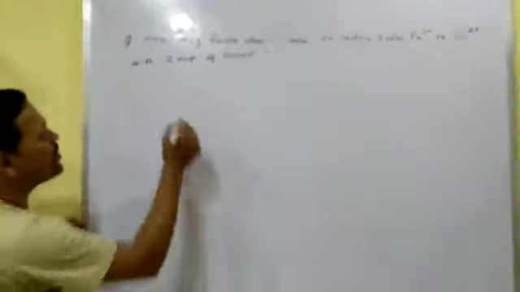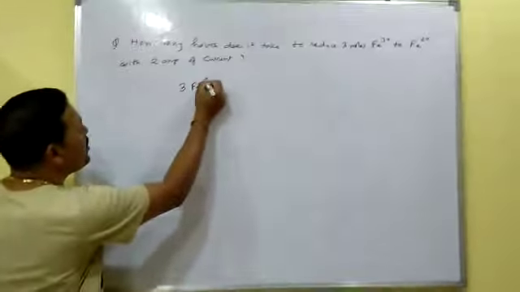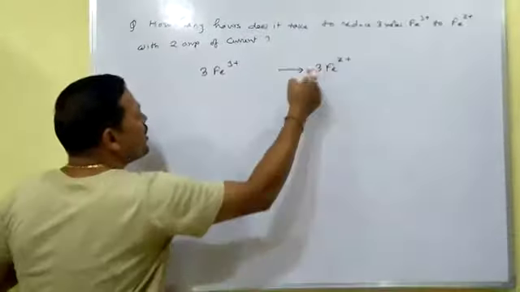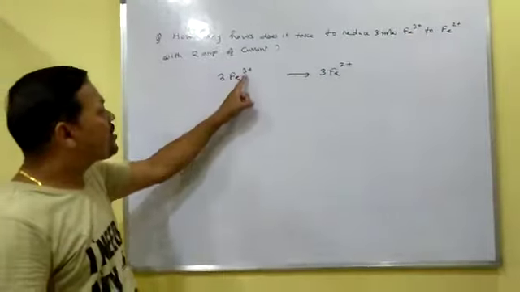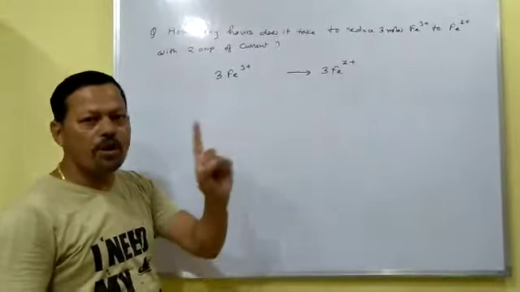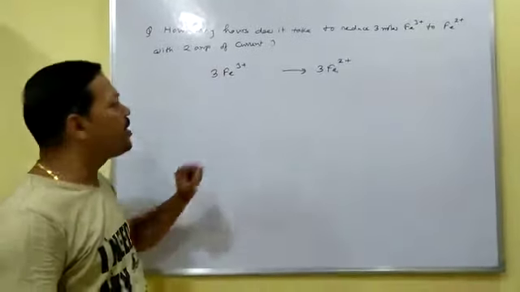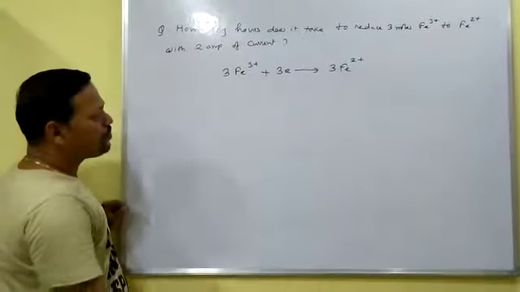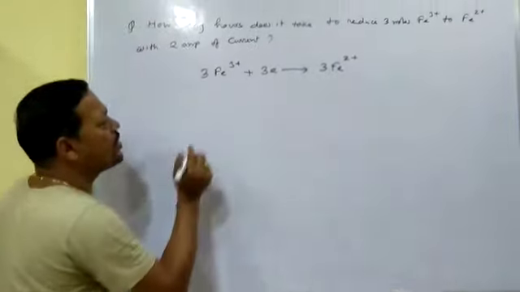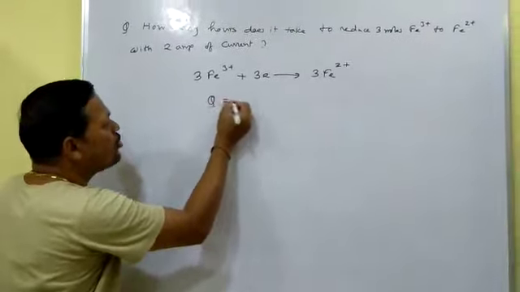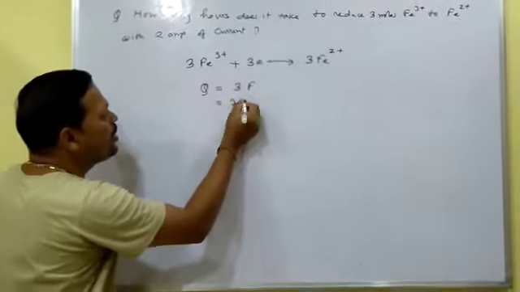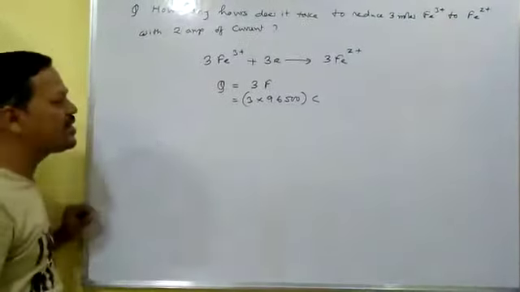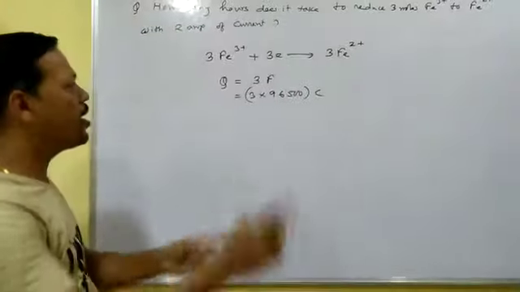First I will write the equation. 3 moles of Fe3+ is converted to Fe2+. Here it is 3 moles given, that's why I put 3. Here the charge is 3+, here the charge is 2+, that's why 1 mole of electron is required. But since 3 moles of iron are given, the total number of electrons required is 3 moles. So since 3 moles of electrons are required, the amount of charge will be 3 Faraday, I mean 3 into 96500 coulomb. This is the amount of electricity required to do this reduction.